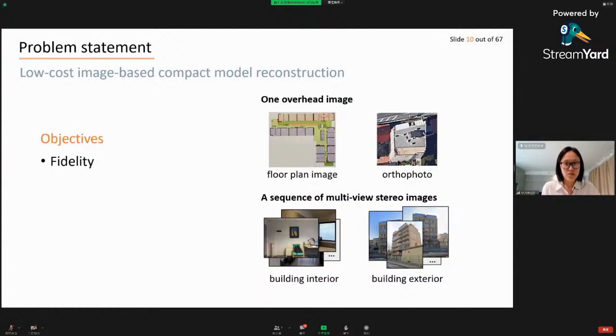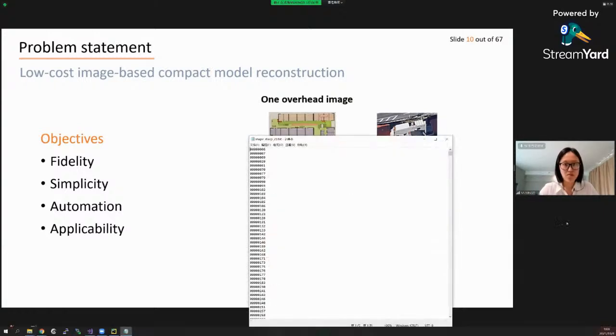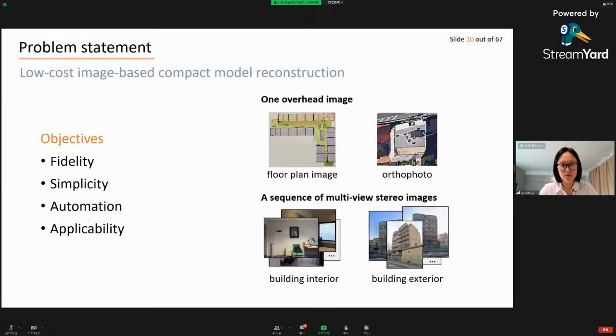The algorithms are designed with several objectives. First is fidelity, meaning that the output should conform to the observed data. The second objective is simplicity, that is, the output should keep low complexity. Automation is a necessary condition for many practical applications with large amounts of data involved. Last, although the overall pipeline will focus on urban objects, applicability means that the individual components that we design for the pipeline should be applicable to diverse types of objects and scenes if possible.